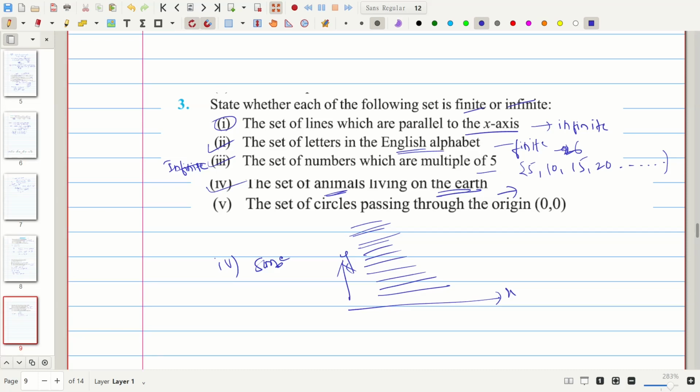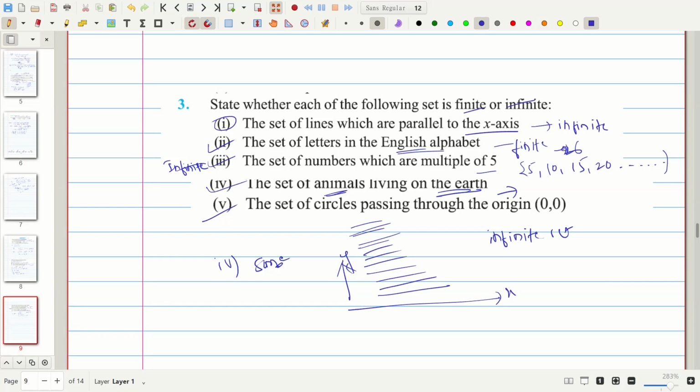Set of circles passing through the origin. The fifth one is... sorry, the fourth one is a finite set, and the fifth one is an infinite set. Why? Because there are infinitely many circles passing through the origin.